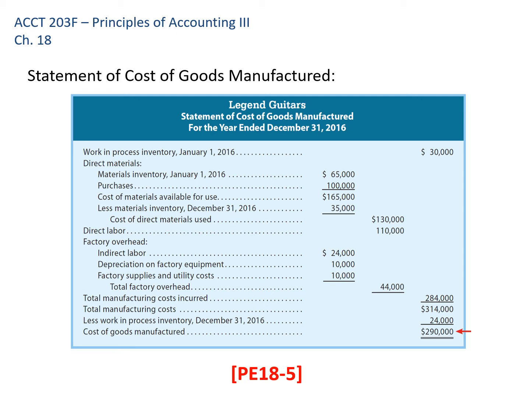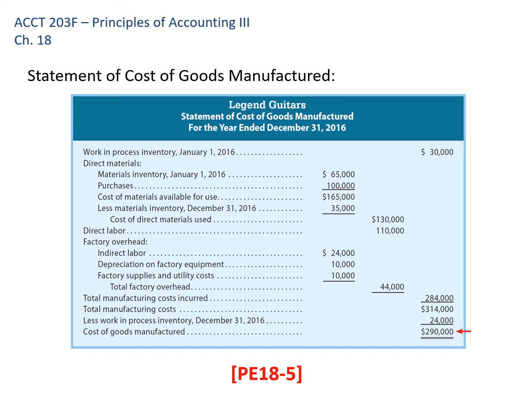I've got 110,000 of direct labor that came from payroll, and then I've got some factory overhead: indirect labor like supervisors and forklift drivers, depreciation on factory equipment, and supplies and utility costs, 10,000. So I've got 44,000 in overhead. Those are my three types of cost: 130, 110, and 44. Direct material, direct labor, and factory overhead.